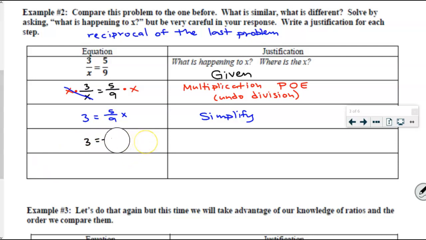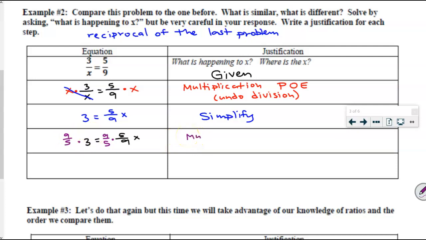Let me rewrite it, I'm sorry. What I'm going to do is multiply both sides by the reciprocal, 9/5. And that's okay to do, as long as I multiply the other side as well. So both sides are being multiplied by 9/5.